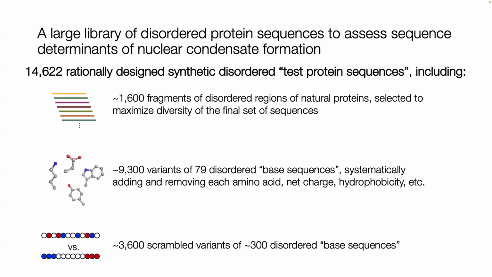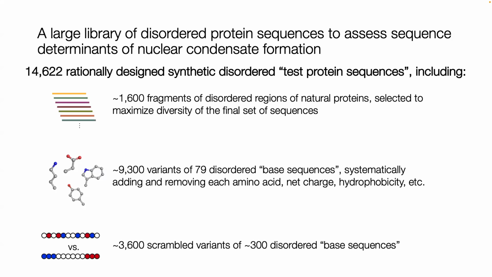We then have about 9,300 variants of a set of about 80 starting sequences where we have basically systematically made mutations to test every single one of the hypotheses from all of those papers on the previous slide. So where we're adding and removing each instance of every amino acid, we're changing net charge, hydrophobicity, et cetera. 600 scrambled variants of a set of starting sequences. And so these are variants where we're changing the ordering of the amino acids without actually changing the composition of the amino acids.